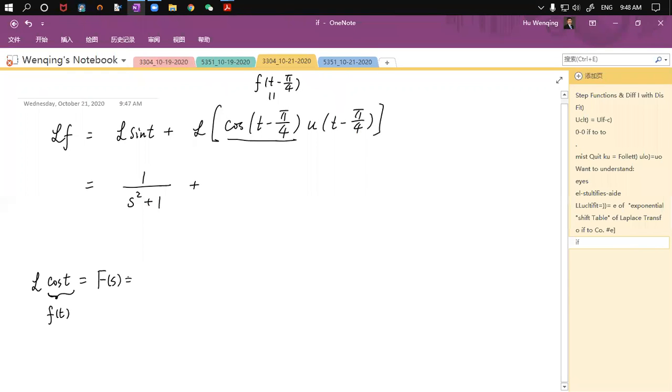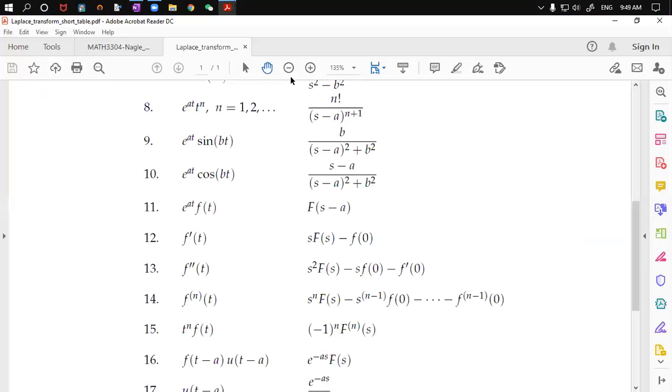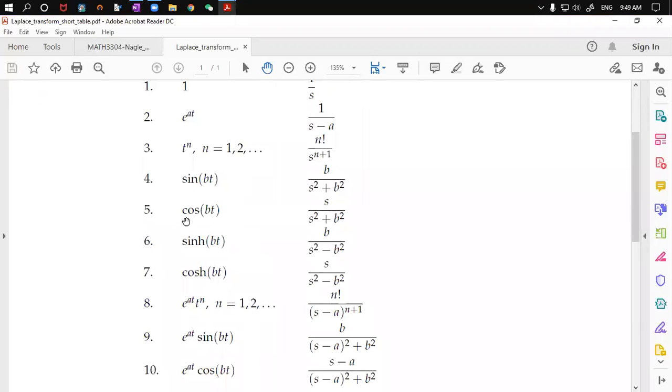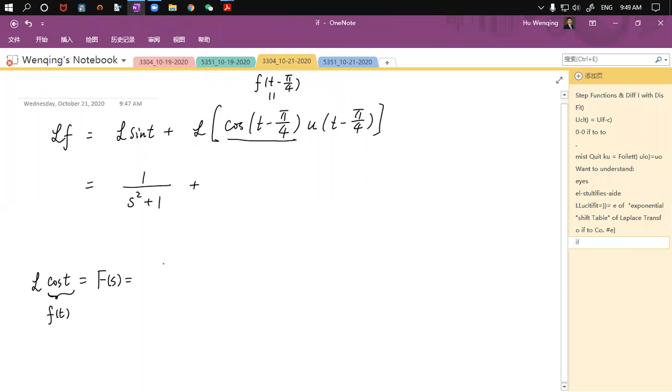But what is this capital F of s? You have to use the table again. That's kind of typical. Sometimes your strategy is to combine several lines of this table and see how much you can explore. So you want to transform cosine t. That's going to be s over s squared plus 1. This is going to be your capital F of s that you'll be working with.